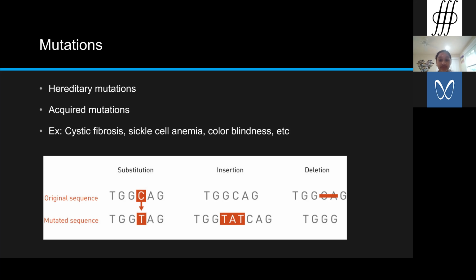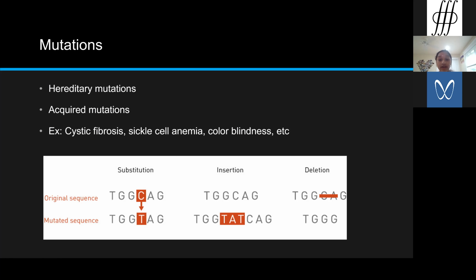So hereditary mutations are also called germline mutations, and that means that they're inherited from the parent and present throughout a person's life in pretty much every single cell in their body. And those ones are present in the germ cells, right? So the sex cells. And because they are present in the germ cells, they are passed on to future generations.